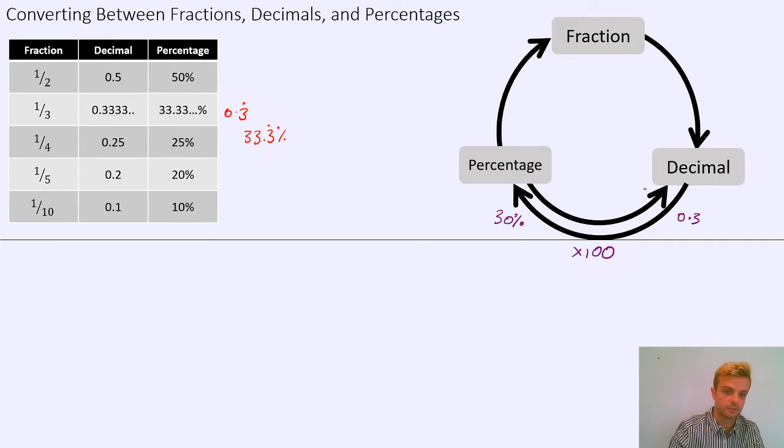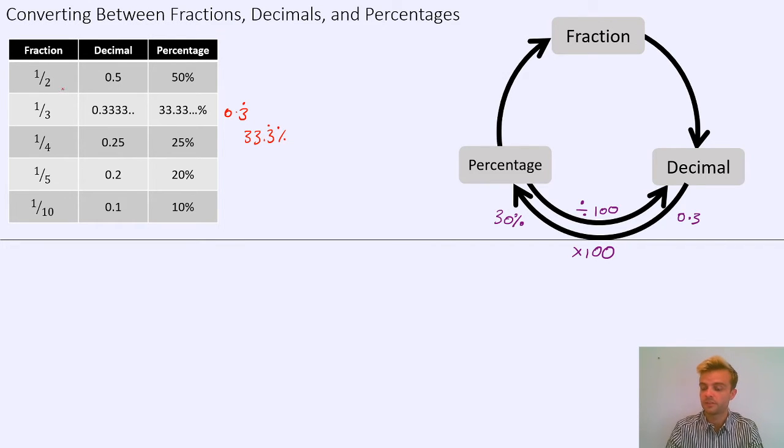Which means you do the opposite to go in the other direction. So instead of timesing by 100, we would divide by 100. And if we take 30 and divide it by 100, we get 0.3, which is what 30% is as a decimal.